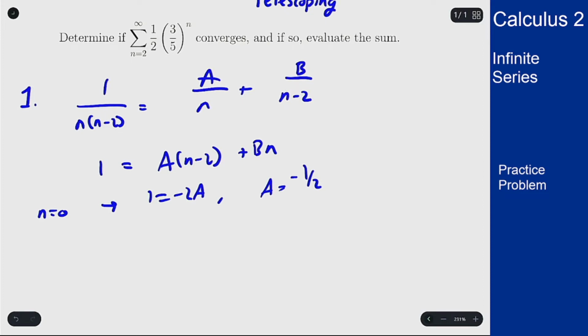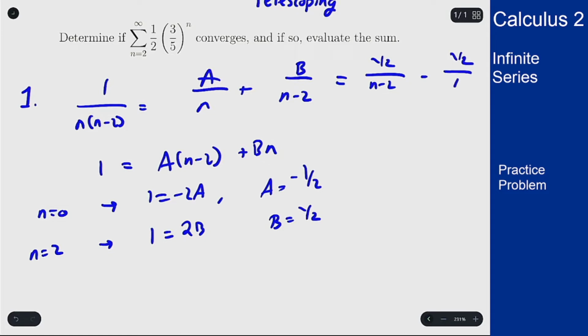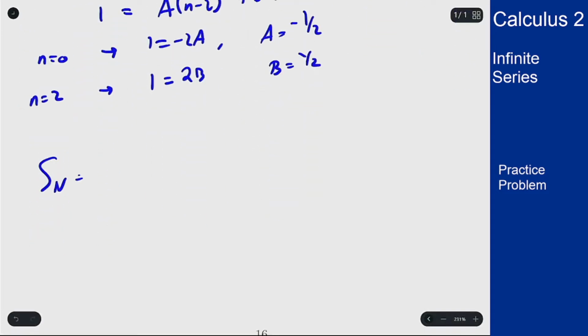We then plug in n equals 2. We're going to get 1 is 2b, so b is positive 1/2. And so this becomes 1/2 over n minus 2 minus 1/2 over n. So now we can look at the partial sums of this series, which is going to be the sum from n equals 4 up to capital N of now 1/2 over n minus 2 minus 1/2 over n.